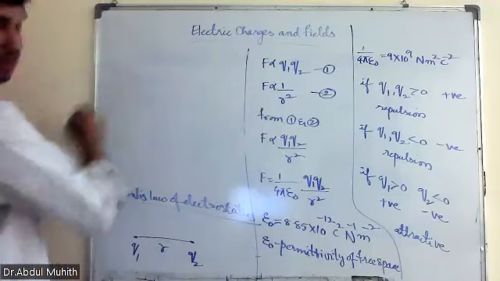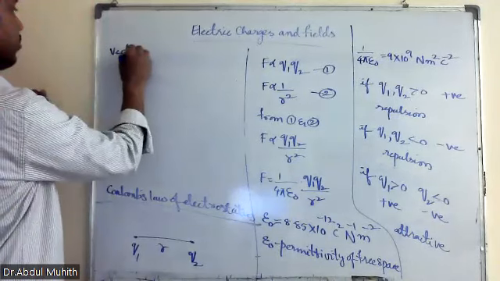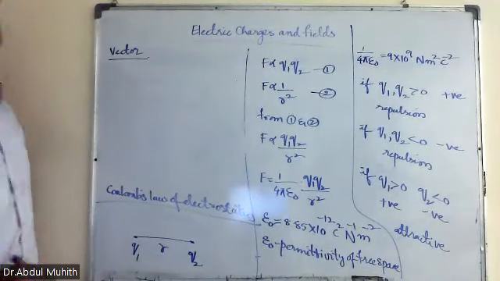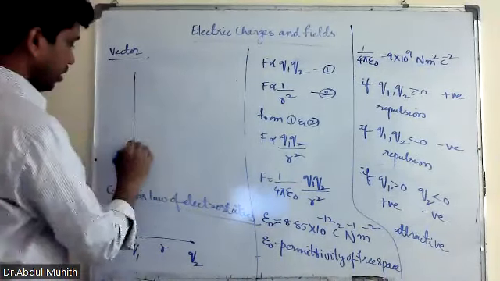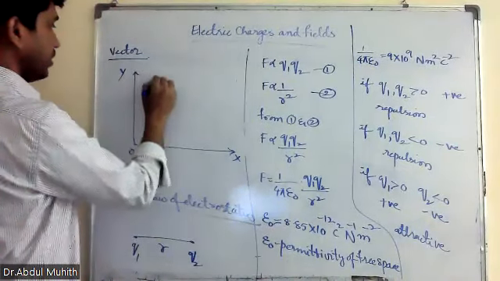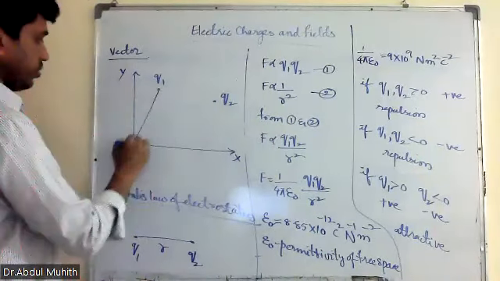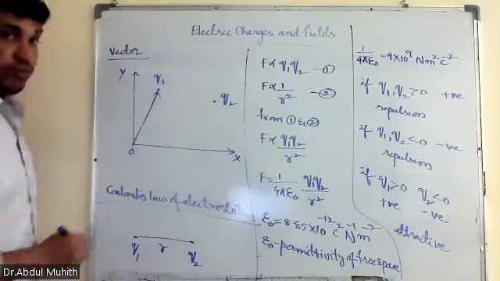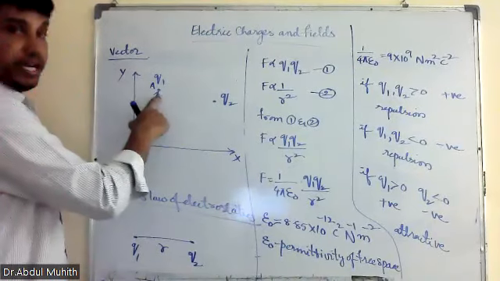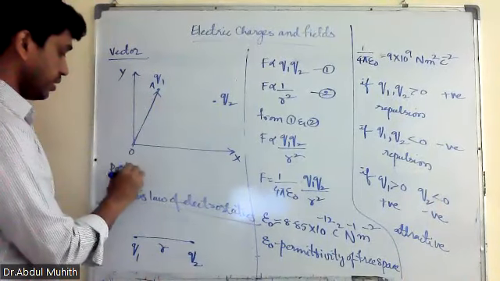So now here we have, suppose, I'm going with the vector method. Suppose this is the origin, this is the x-axis, this is the y-axis, this is q1, and this is q2. Now the vector from the origin to a point is said to be what? Position vector. Any vector which is joining from the origin to a point is said to be a position vector. Is that clear?